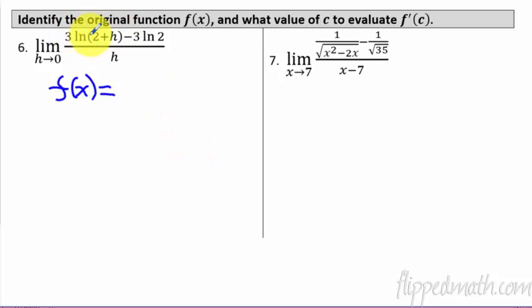You can see here I have 3 natural log of 2 plus h. And here I have 3 natural log of 2. My original function is 3 natural log of x. How do I know that? Based on the formula, if you look up above in your notes, based on your formula of f of x plus h minus the original function f of x, that would fit. And specifically, what value of c are we trying to evaluate? It wants us to know what f prime of 2 is. We're going to plug in a 2 and get the derivative. That's what this is doing.